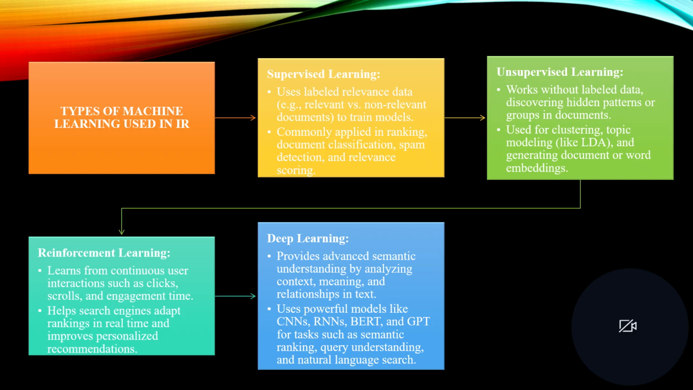So when coming to the next slide, there are different types of machine learning which are used in information retrieval. The first type is supervised learning. In this, the models are trained using labeled data. For example, we give the model queries and relevant documents, and it learns which documents should appear at the top. Applications include ranking, classification, and intent prediction.